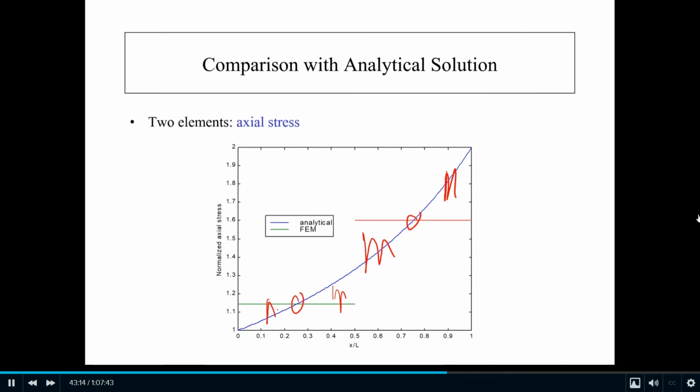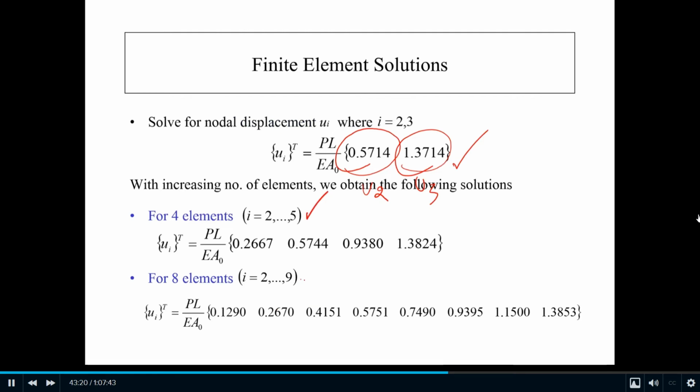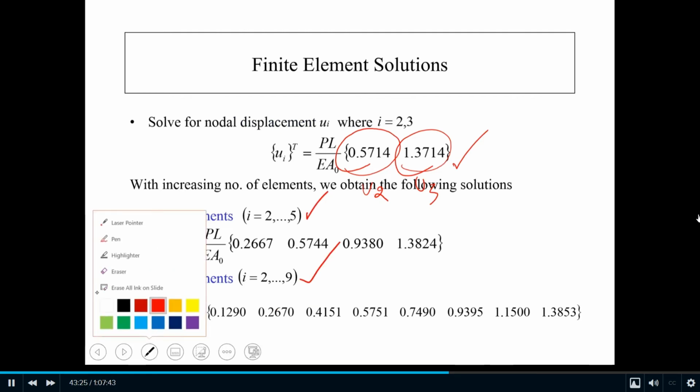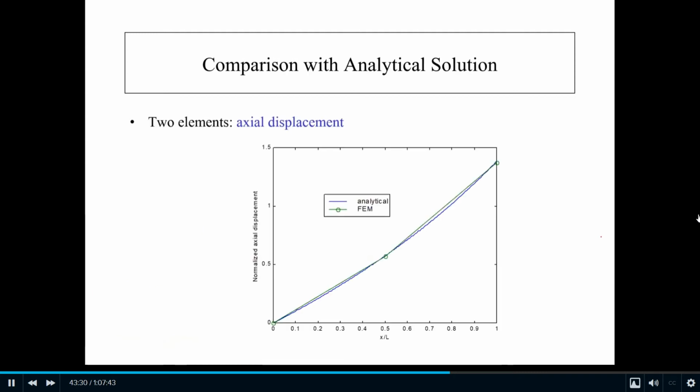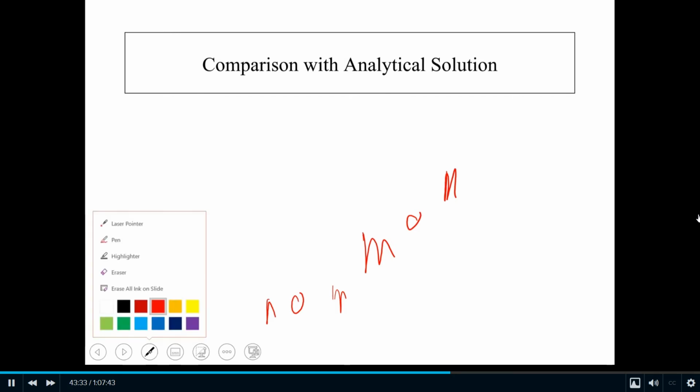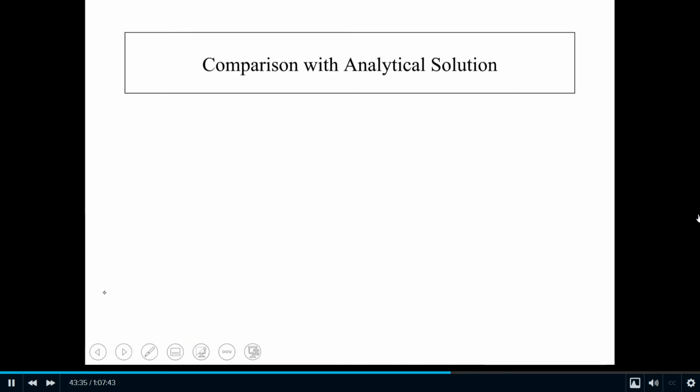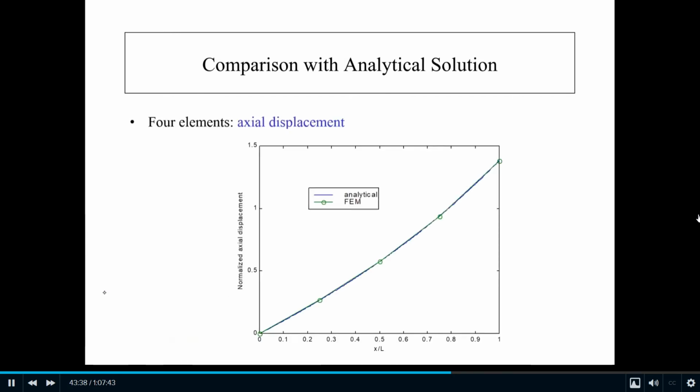Instead of 2 elements, you can increase to 4 elements. Okay, so this is what we have, right? And also 8 elements. So this is the solution when you increase the number of elements. And if you look at the graph here, for 4 elements, you have U1 from the boundary condition, and the solution gives you U2, U3, U4, U5.